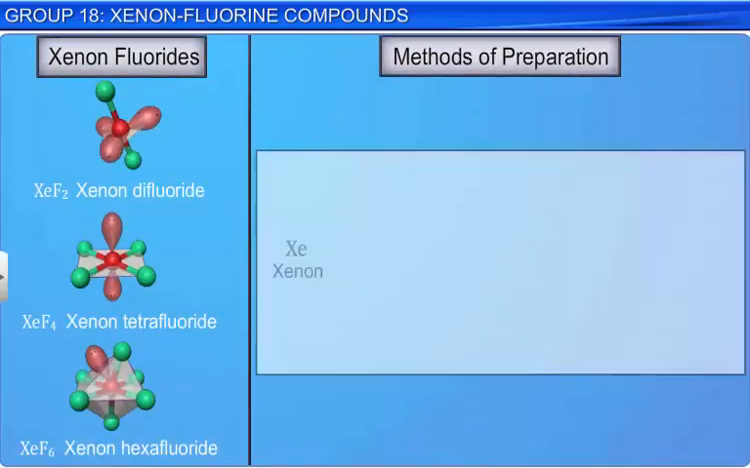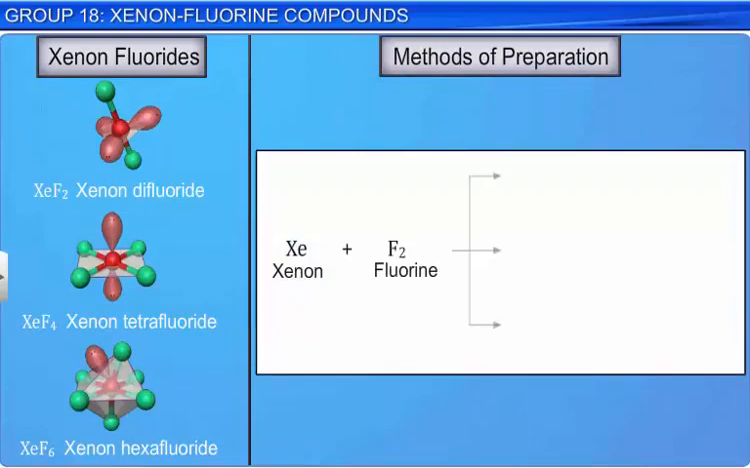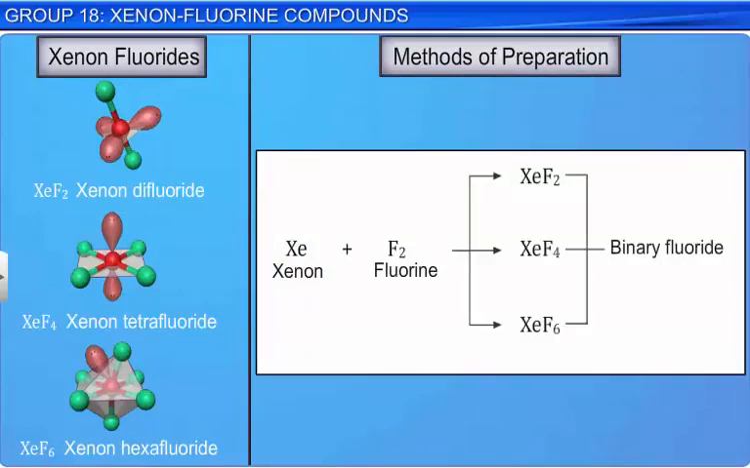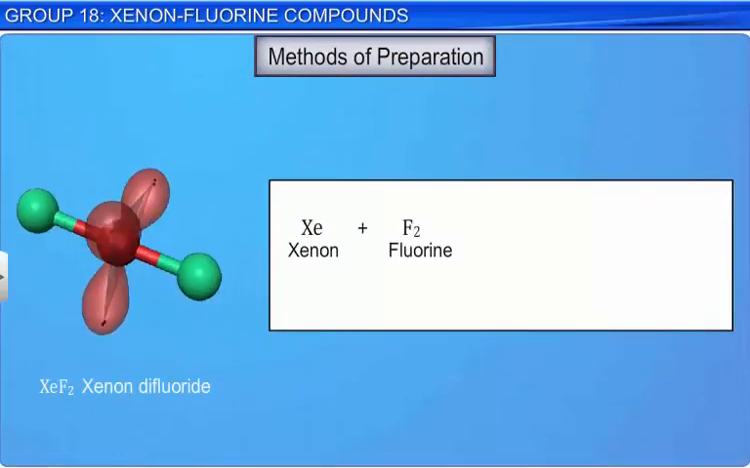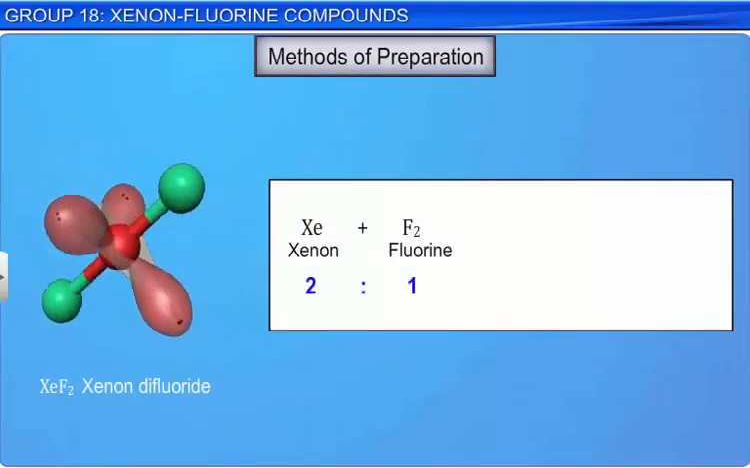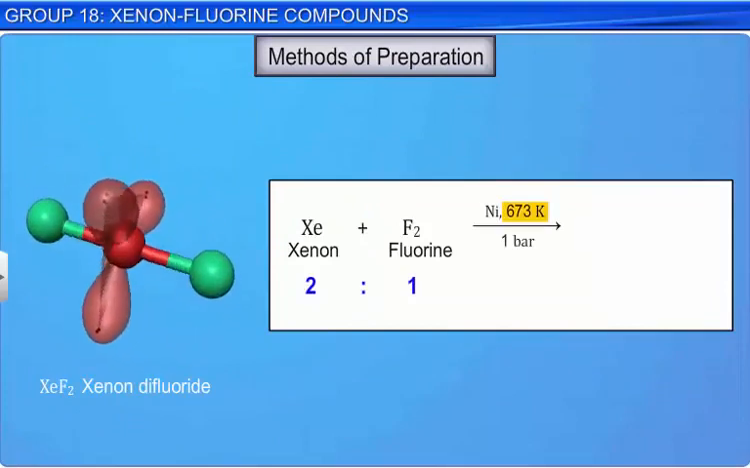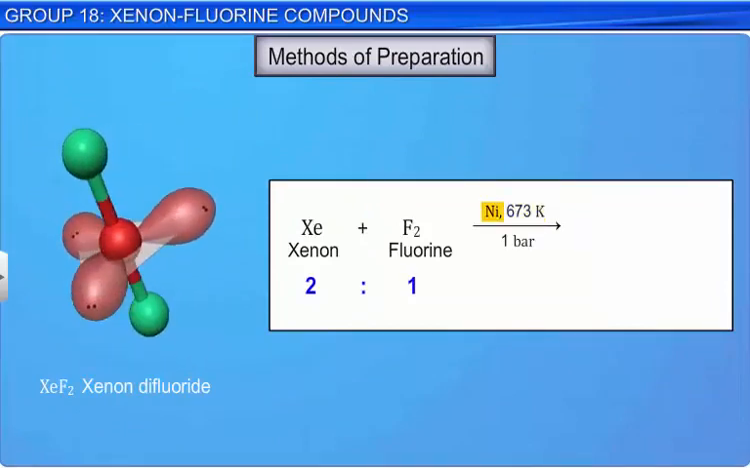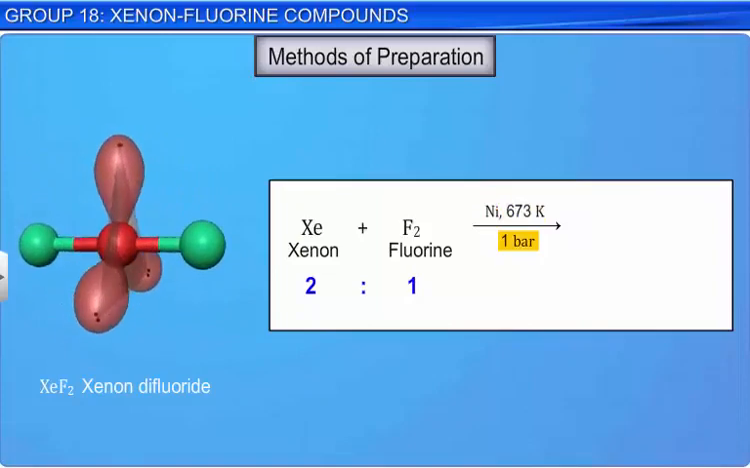Xenon directly reacts with fluorine to form a binary fluoride, which may be xenon difluoride, xenon tetrafluoride or xenon hexafluoride. The product depends on the ratio in which xenon and fluorine react. When a mixture of xenon and fluorine in the ratio of 2:1 is heated at 673 Kelvin in a sealed nickel vessel at 1 bar pressure, xenon difluoride is formed.